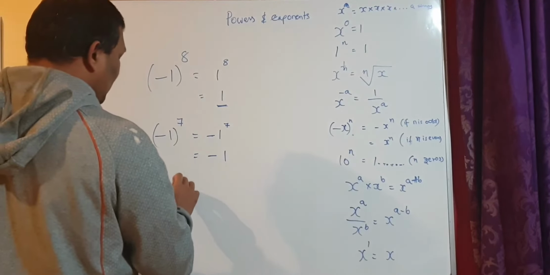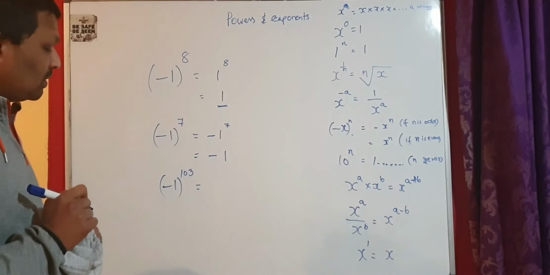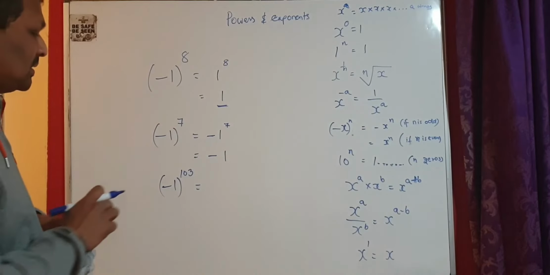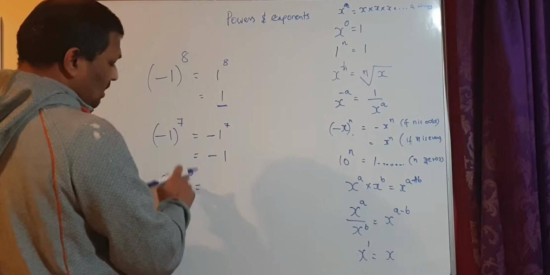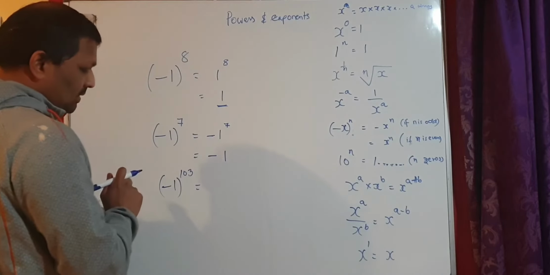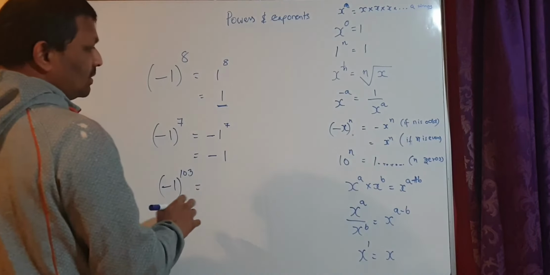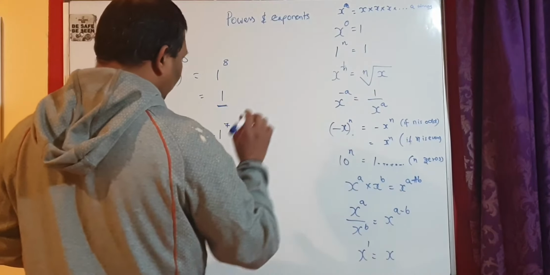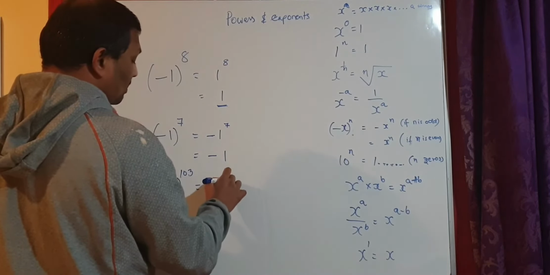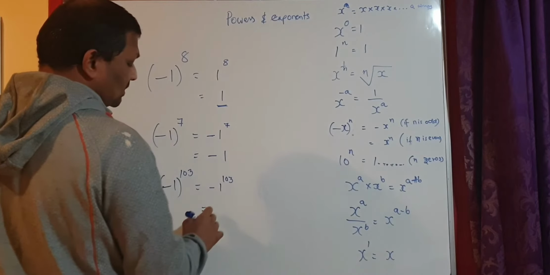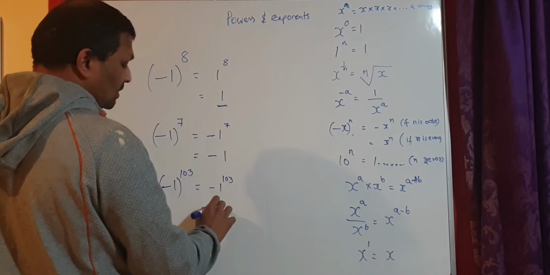Somebody may ask, what is minus 1 to the power of 103? What is the value of this one? Since the power is an odd number, this is the formula that you should apply: minus x all to the power of n. In this case, what is x? 1 to the power of 103. So that's going to be again 1 to the power of 103 is 1, and with the minus, minus 1.